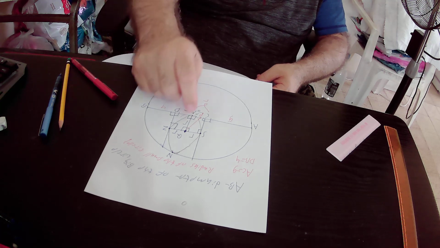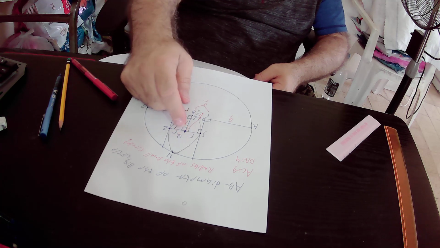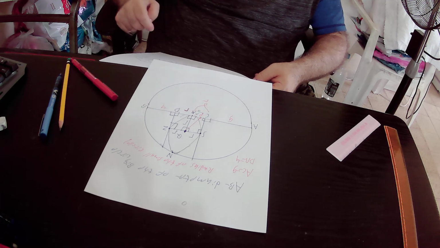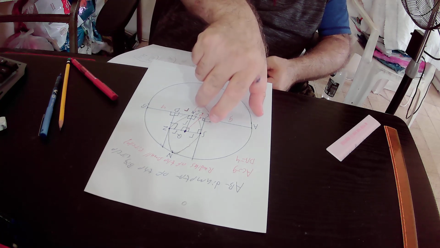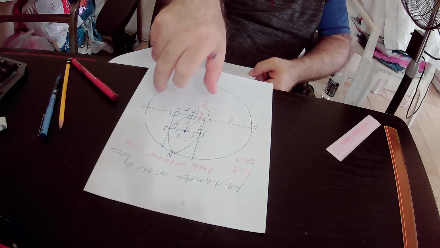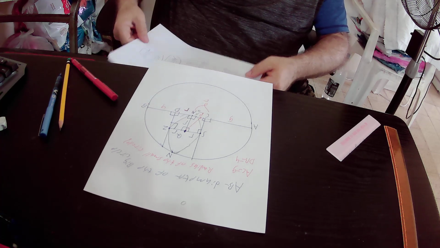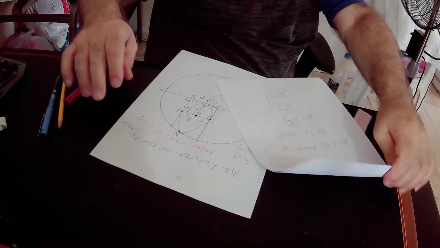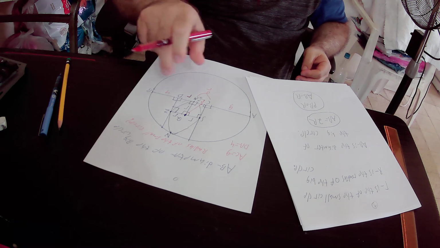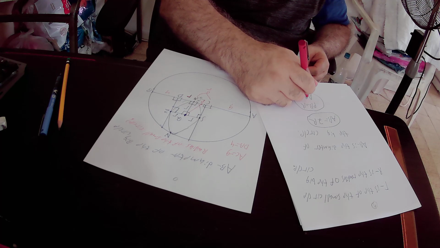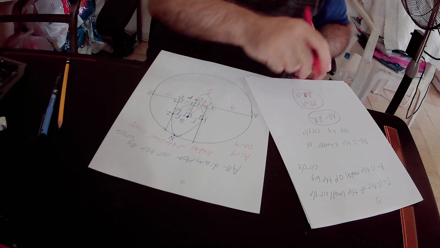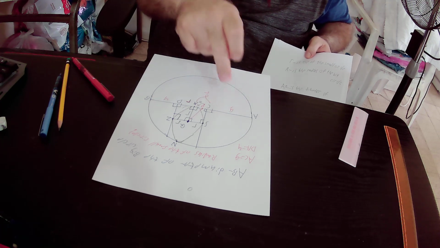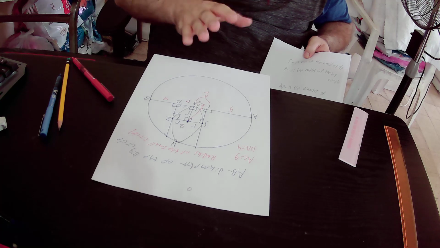Then we defined point Q as the center of the small circle, and we defined point P as the center of the big circle. So AP is the radius of the big circle, and PB is also the radius of the big circle. AP equals capital R and PB also equals capital R.